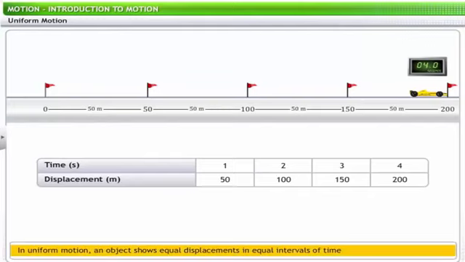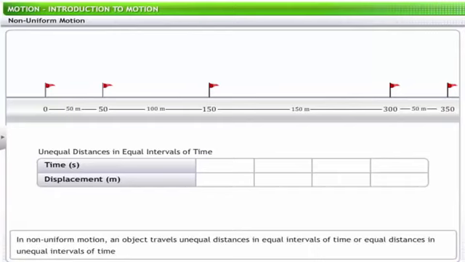An object is said to be in uniform motion if it shows equal displacements in equal intervals of time, however small these intervals may be. Now let us observe the red car in the race and record how far it has moved from the starting line for each second of motion. We see that its displacement during any 2 consecutive seconds is not the same. This is non-uniform motion.